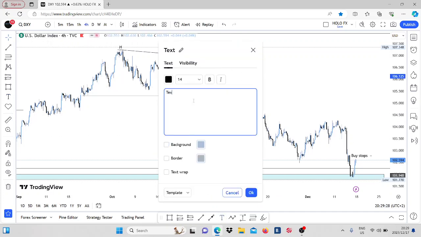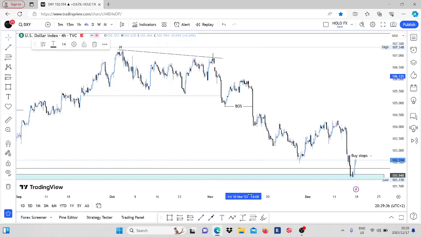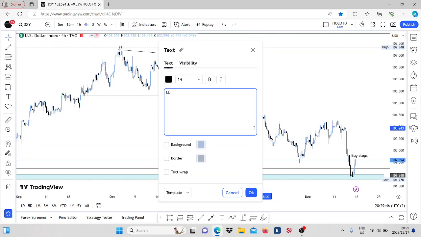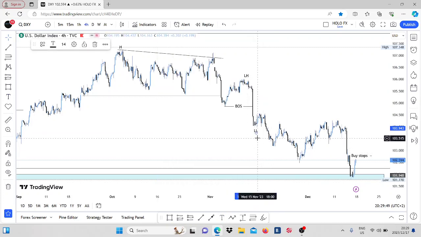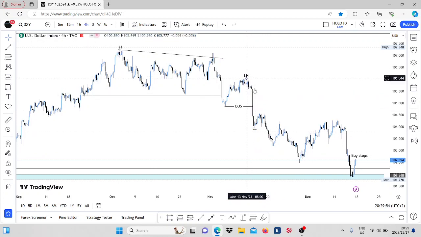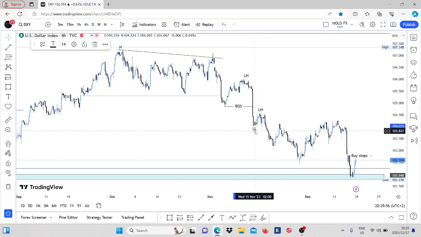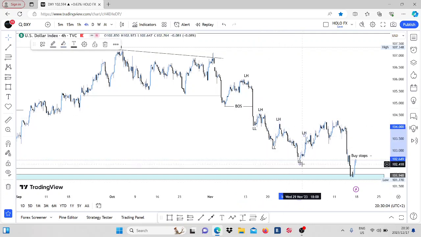Our low high, right, forming a lower low, right. Likewise, lower high, forming a lower low, lower high to form a lower low.